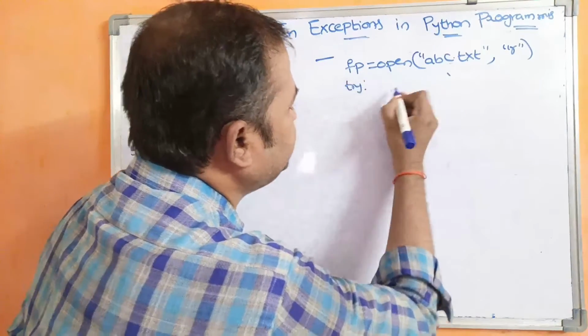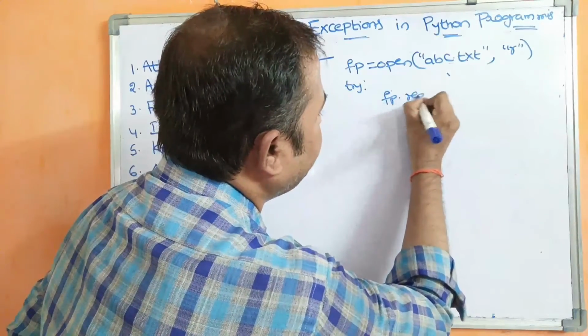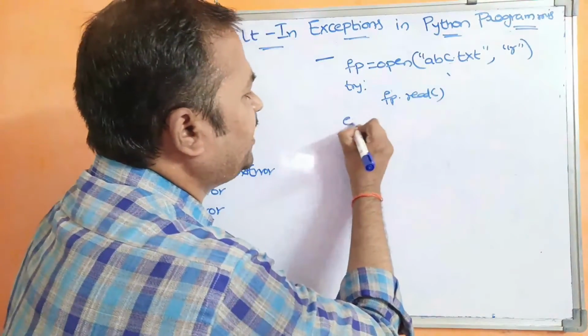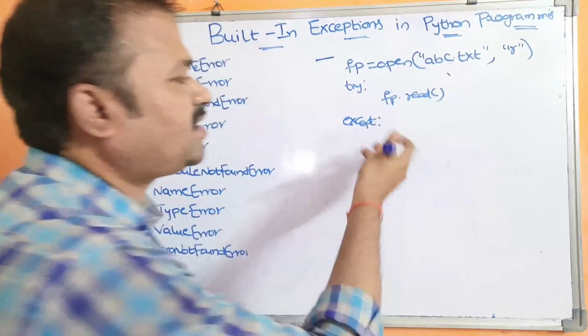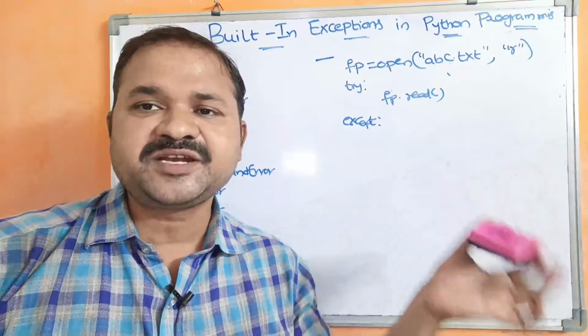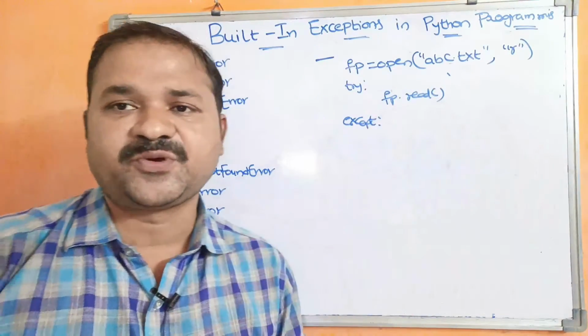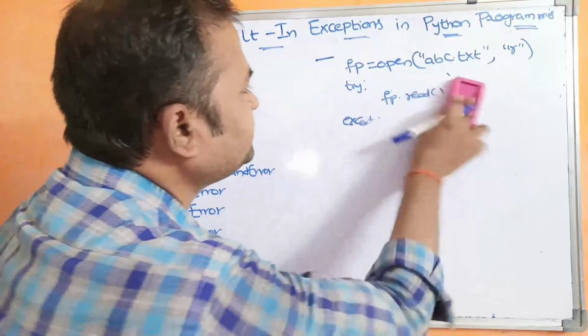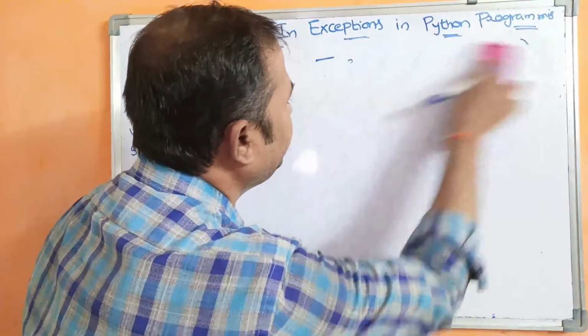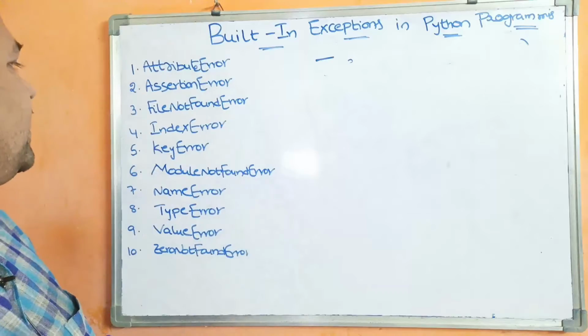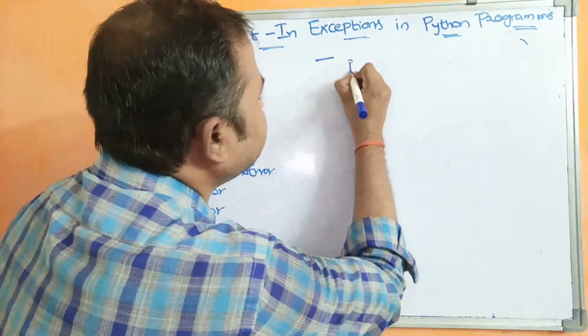So we need to place that statement fp.read in the try block, and here we have to write the except block. In the except block, we can write the message as "exception handled" and then the rest of the program. Okay. So handling the exception is very, very simple, in the same way as the assertion attribute. And the next one is index error.